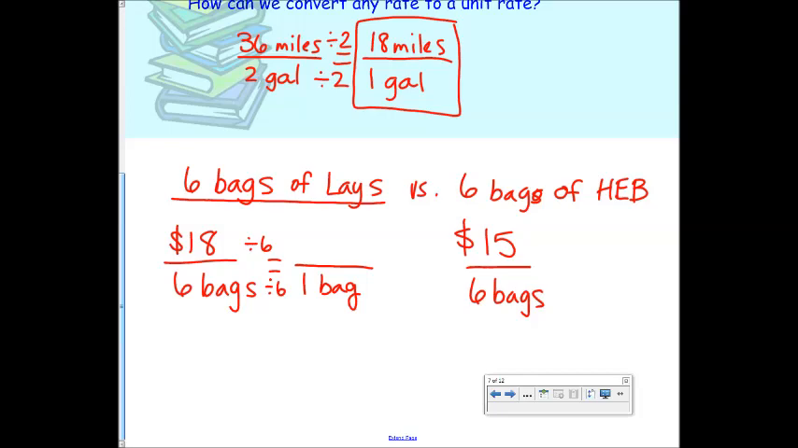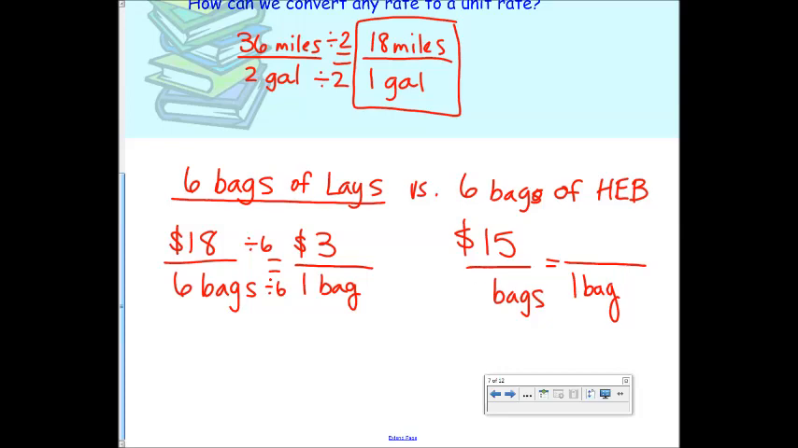So if you see a sign that says $18 for 6 bags of chips and $15 for 5 bags of chips, if you convert them both to unit rates, you learn that really, can you buy either one? Yes, because it's the same price per 1 bag, okay?